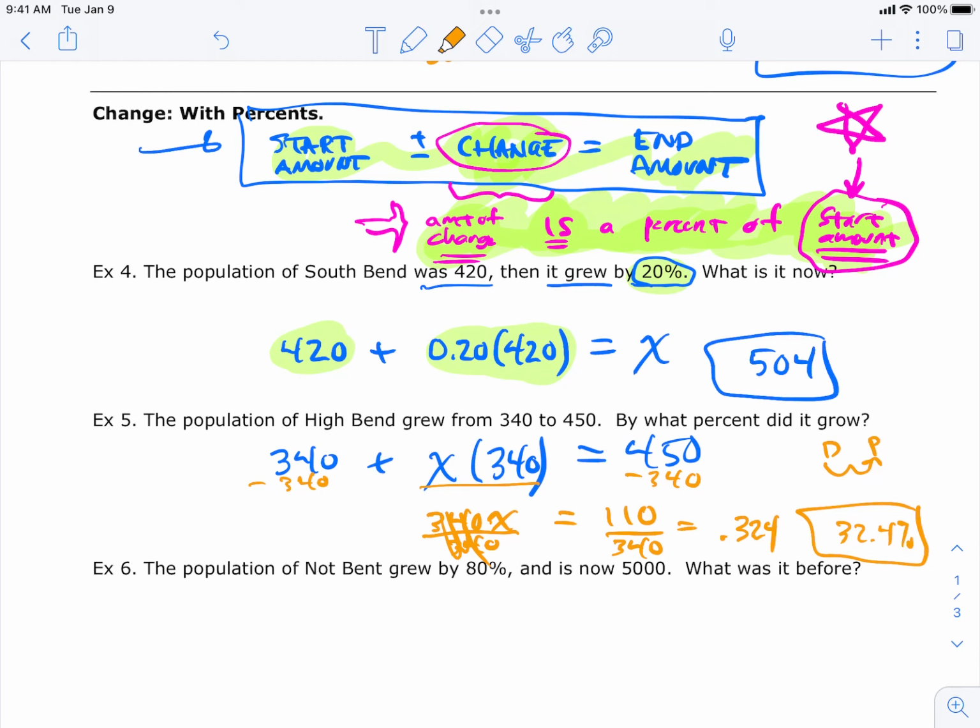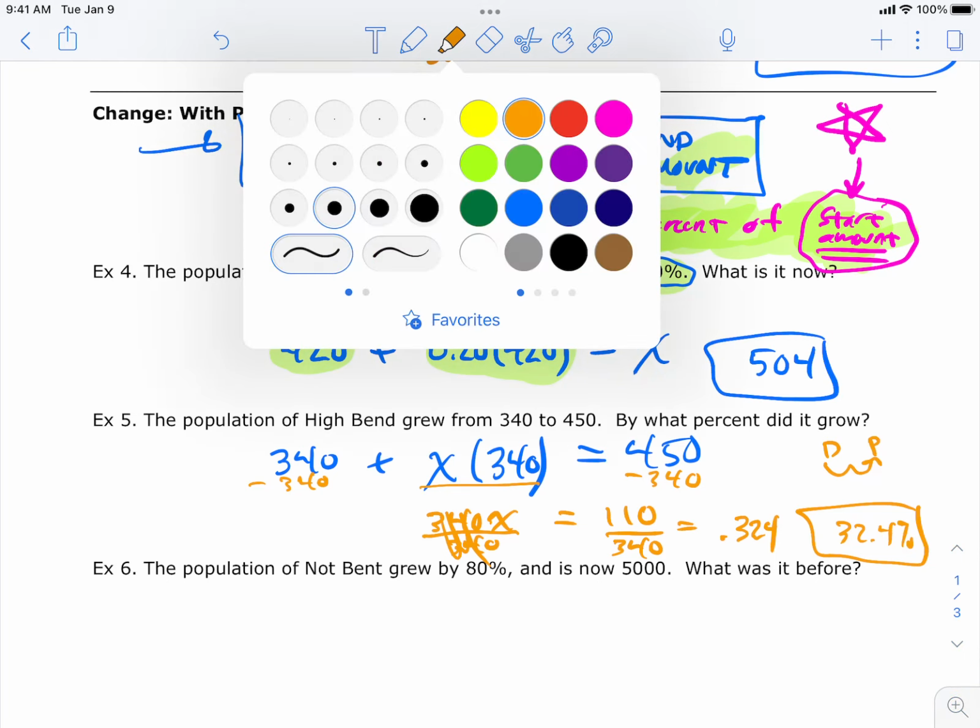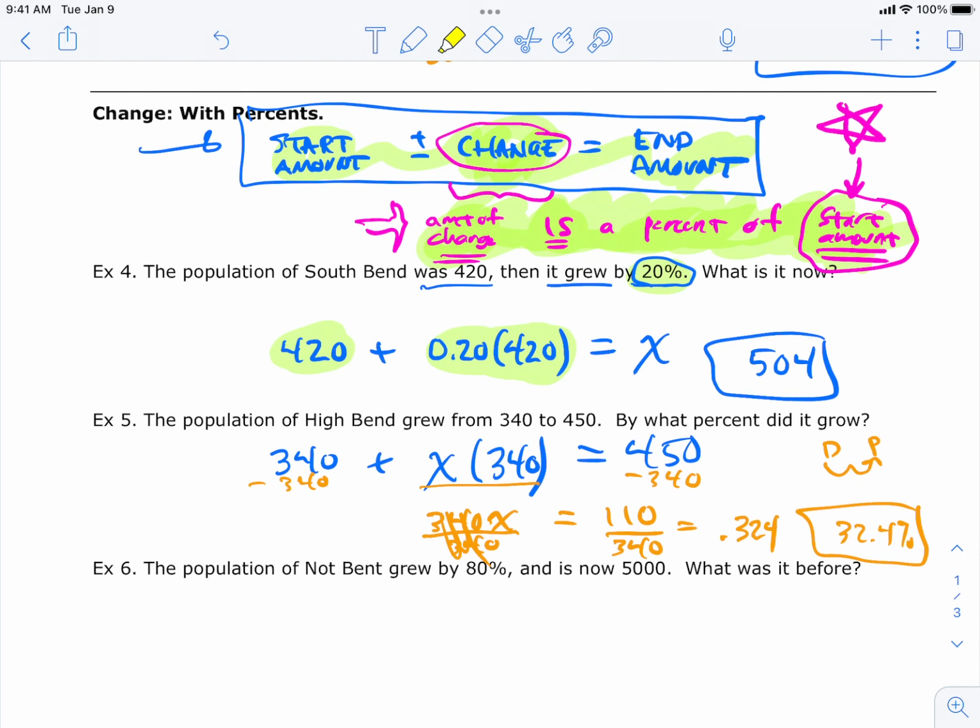Now, some people see shorter ways to do this. A shorter way, maybe, is to say, well, it increased by 110, and the percent is always of the starting amount. So you put the 110 over the starting amount. You'll get the same answer, of course.